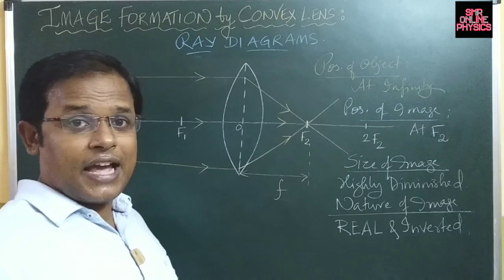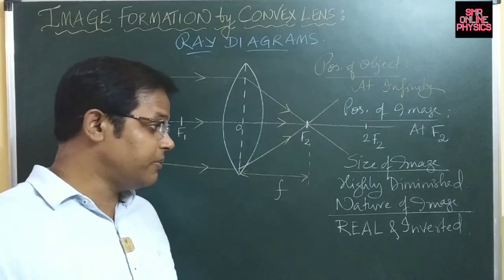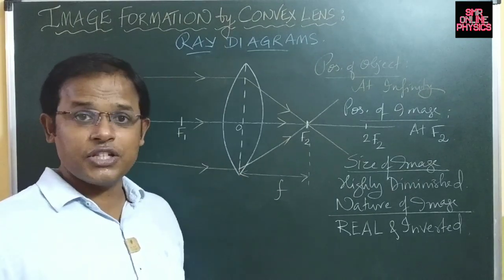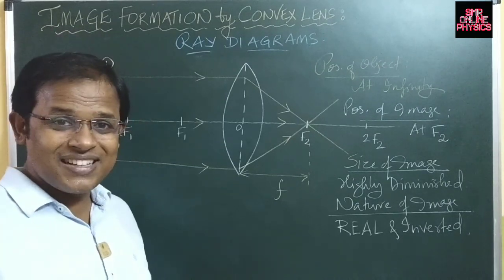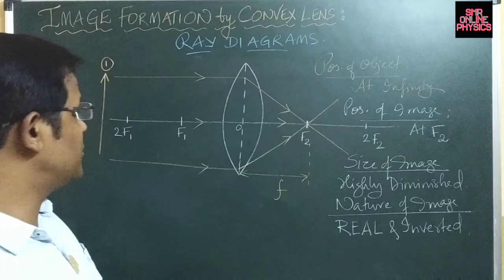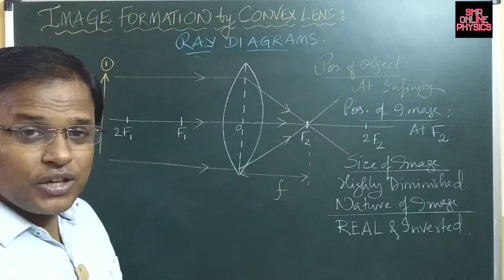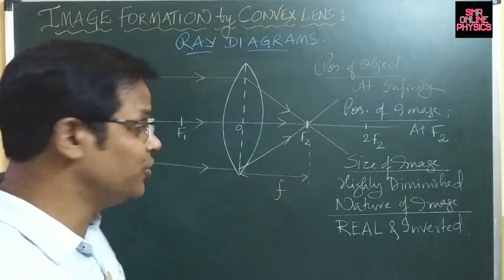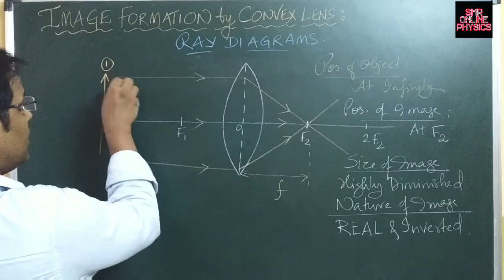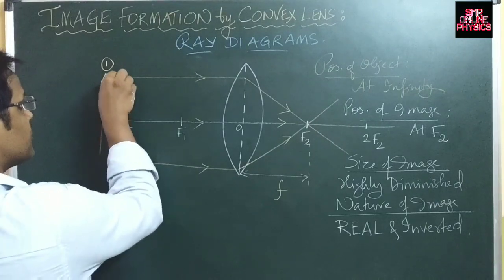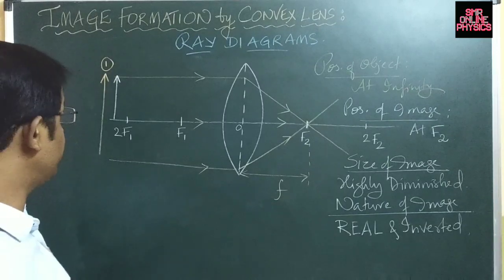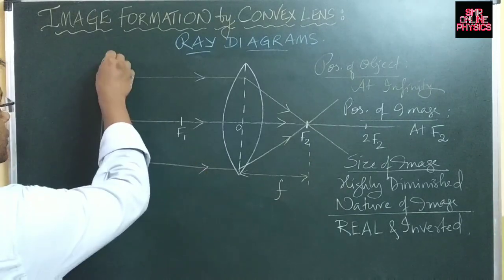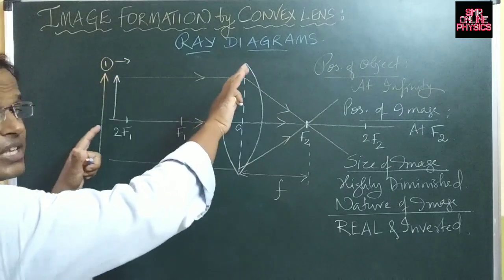Real, inverted and very, very diminished image is the characteristic for this first position of the object. I hope you're getting it right. Right? Okay, good. The next position will be, now you can easily see that, I can leave it for you too. If I come really closer, something like I'm situated beyond 2F1, okay? Beyond 2F1, I'm coming closer now, very far away towards the lens.